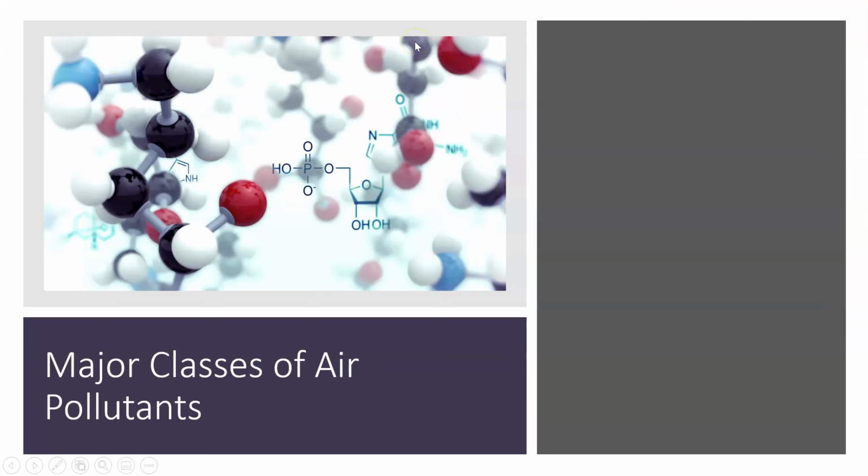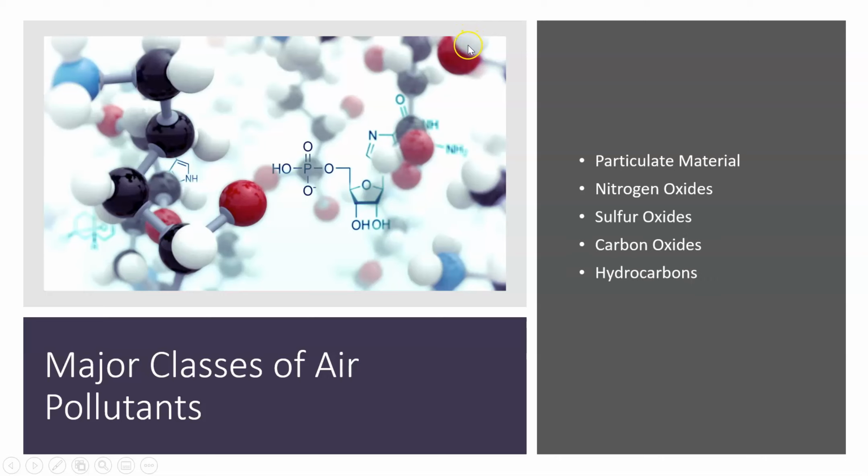All right, so we're going to go through the major classes of air pollutants. All right, and these would be things that are accounted for and dealt with and have limitations set upon them through what's called the Clean Air Act, although we will talk about the Clean Air Act specifically later. All right, so we have what's called particulate material, and we'll talk about each of these in turn: nitrogen oxides, sulfur oxides, carbon oxides, hydrocarbons, and ozone. And you might be a little confused about why we're including ozone there.